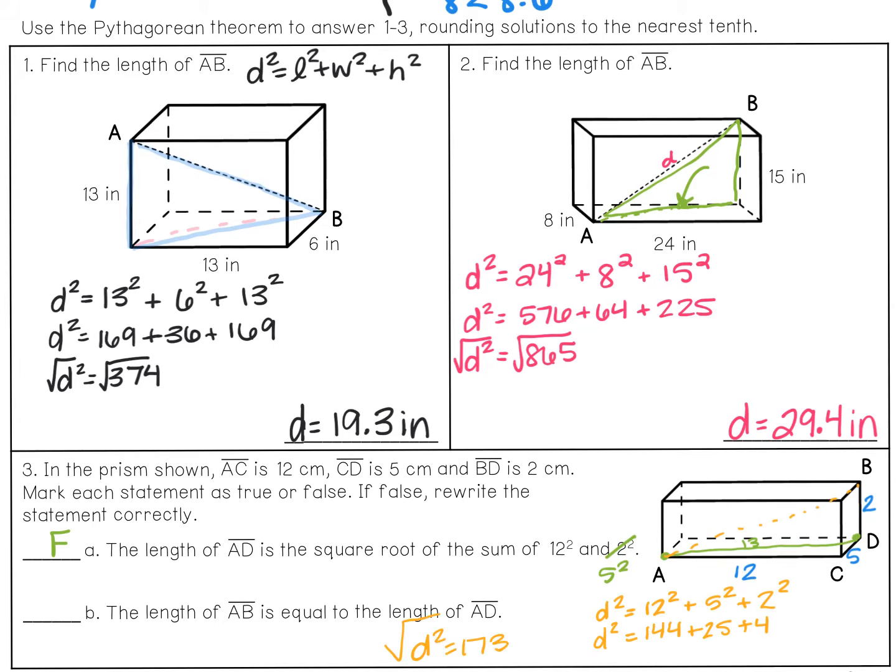Well, I know that the square root of 173 is not going to be equal to the square root of 169 or to 13. So I know that this is also false. And that instead of equal, AB will be greater than AD.